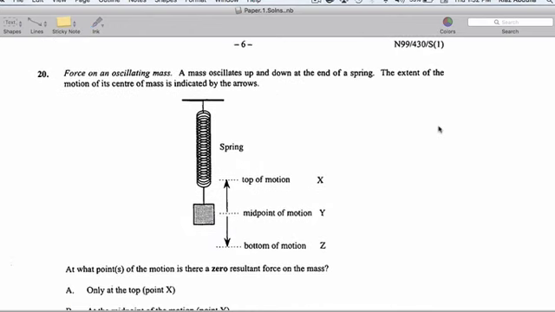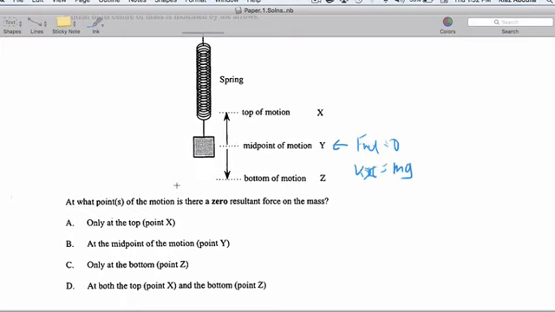To be clear, the equilibrium point is the midpoint of the motion. This is where F net is 0. This is where kx is actually going to equal mg, where kx is the spring force and mg is the weight, and that's exactly where they balance to give me no net force. So that is questions 11 through 20.